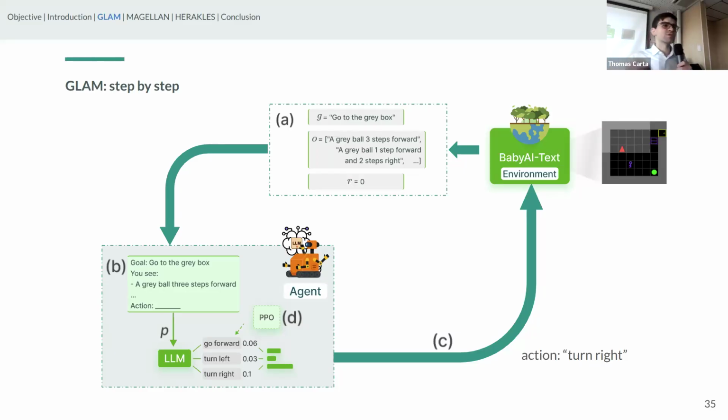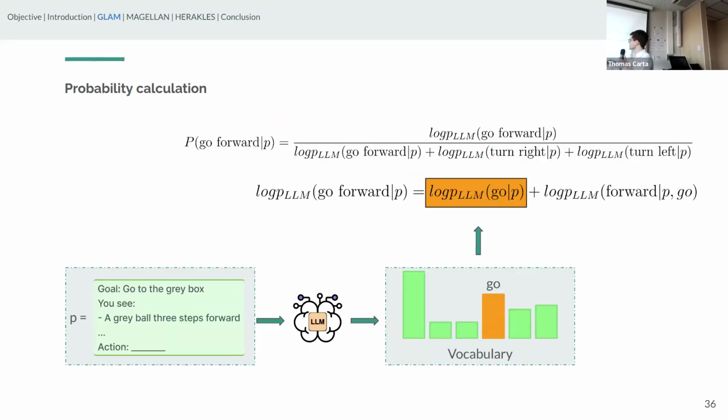Thus, the question is how we can use an LLM to measure the probability of an action. So here, what we did is just take the ratio between the log probability generated by the LLM for, for instance, the action go forward, normalized by the sum of the probabilities for all the different actions possible in the environment. And we get the log probability of one action, for instance, go forward, using the chain rule. By decomposing, the log probability of go forward is equal to the log probability of go knowing the prompt, added to the log probability of forward knowing the prompt and go. So it's how we get the probabilities from the LLM to select the actions.